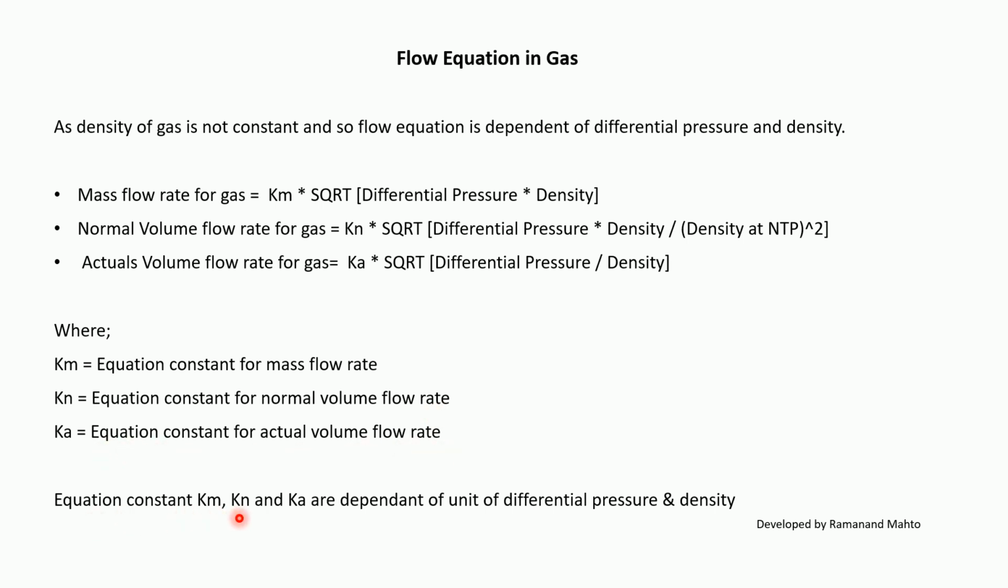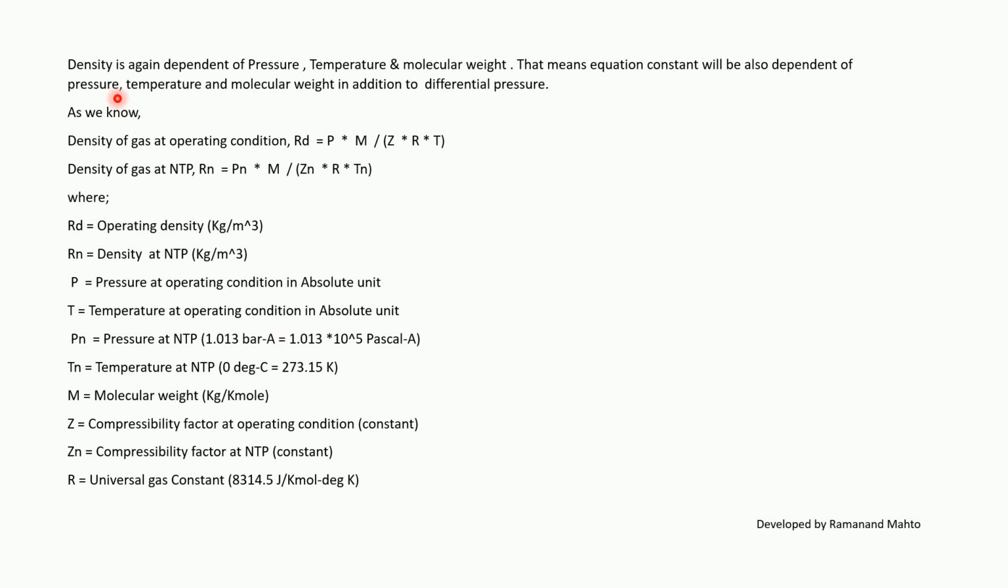Equation constants Km, Kn and Ka are dependent on the units of differential pressure and density. Density is again dependent on pressure, temperature and mole weight. That means the equation constant will also be dependent on pressure, temperature and mole weight, in addition to differential pressure.